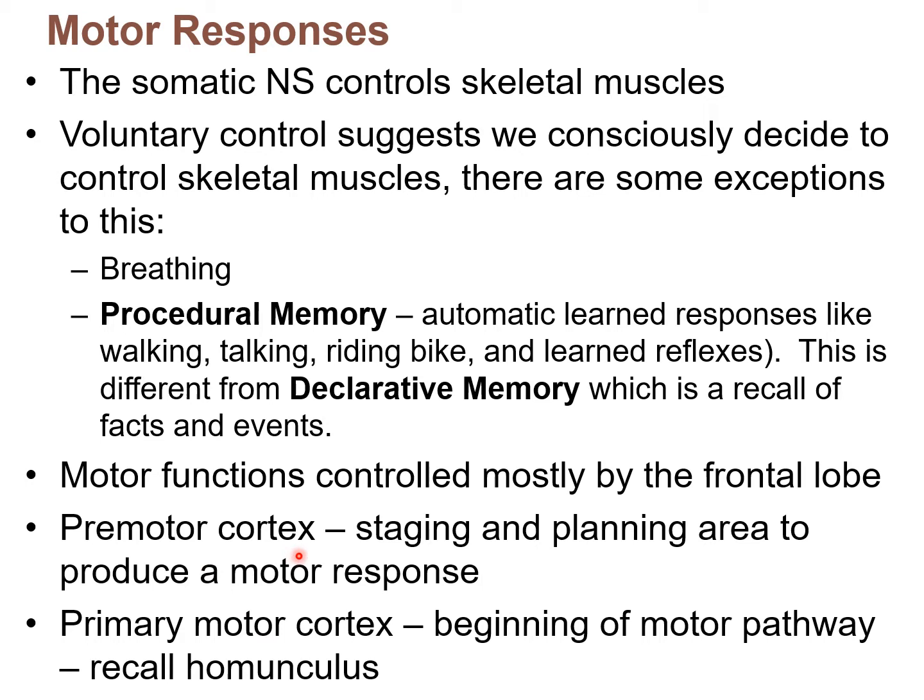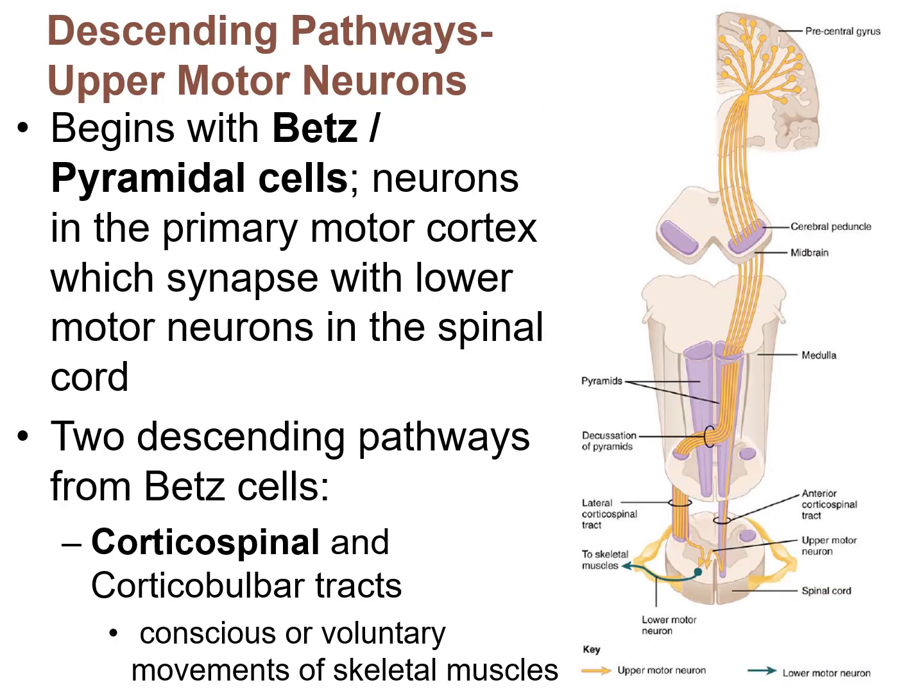Remember, we have a premotor cortex, which is the planning area, and that primary motor cortex is where that motor response, somatic motor, begins, that will end at the effector, which is the skeletal muscle. Recall your primary motor cortex is on your precentral gyrus. So it starts with these cells, where that thought of doing something, moving, using your skeletal muscle, begins right there, when you decide to take some sort of action. And those cells are called Betz cells or pyramidal cells.